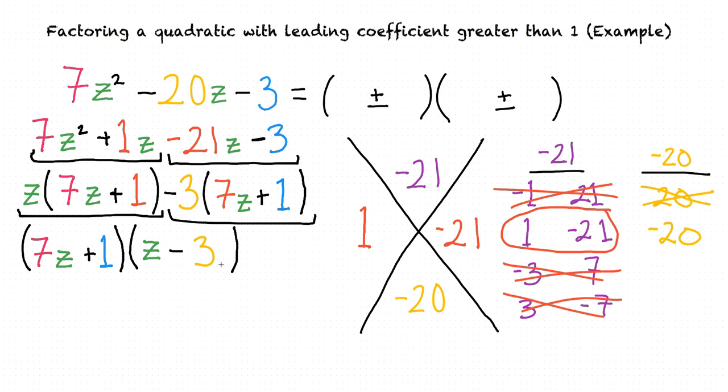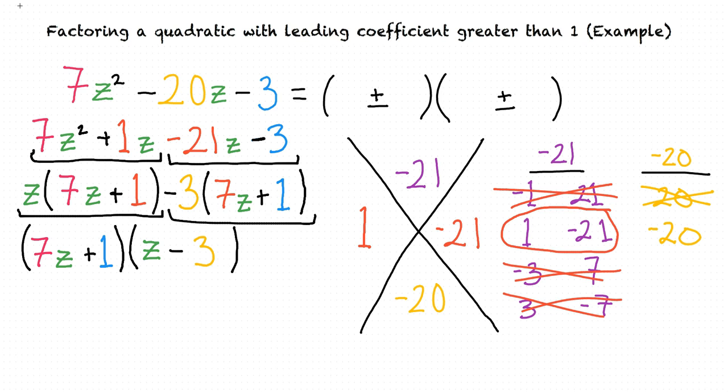So now we've factored out the 7z plus 1 from both of these two terms, and we're left with 7z plus 1 times z minus 3. And this expression here is still equal to this expression, which is equal to this expression, which is equal to our original expression still. So we haven't changed the value of the equation or anything. We've just rewritten it in a different way. And this form here, 7z plus 1 times z minus 3, matches the form we're trying to get it into. Two binomials multiplied together. A binomial being two terms added.